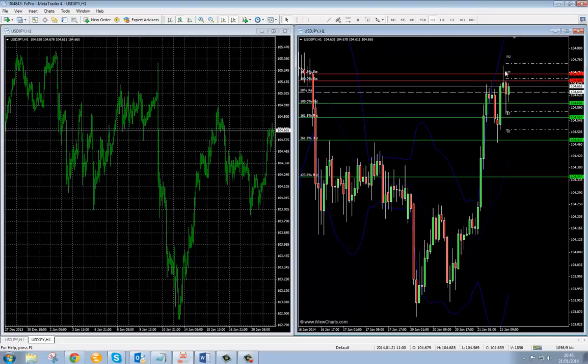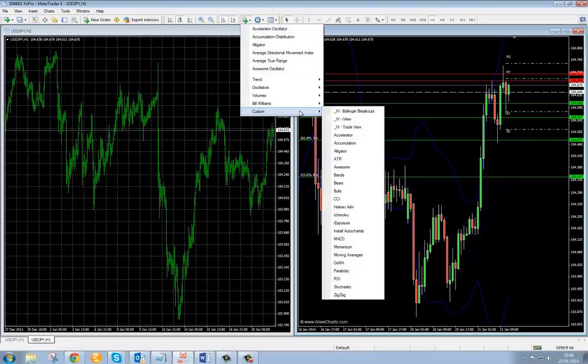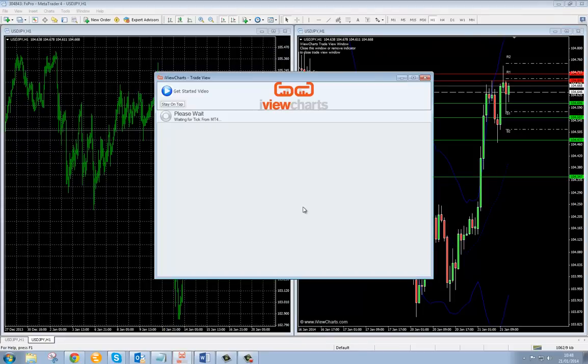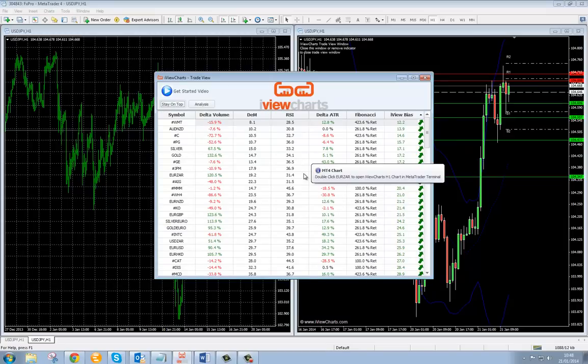For when the market has rejected a break above the higher levels. So if we want to use iView to its best, then we generally go through the trade view window. Just go through to your indicators, custom, and add the trade view window. Always allow the DLL imports because that lets the data feed through. Press OK, wait a few seconds, and then this is where the real benefit of iView comes in.